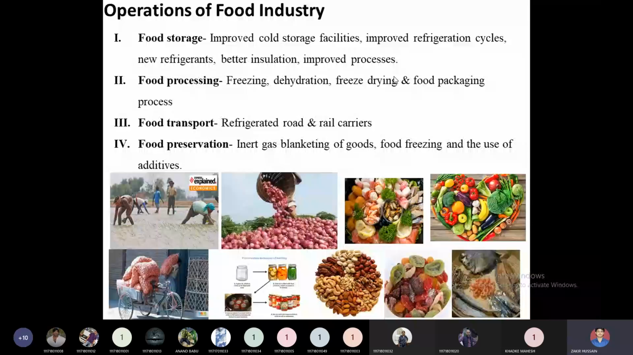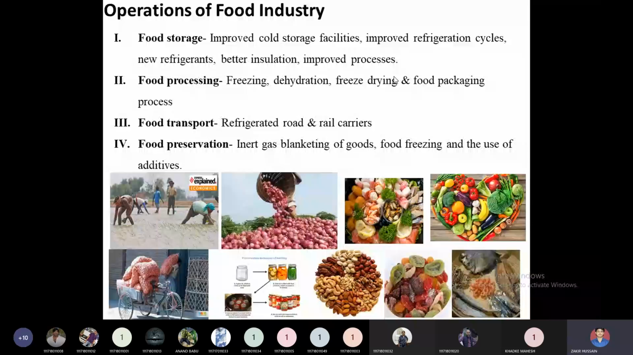When you prepare a pickle, why do we prepare these pickles? If you prepare a pickle, the shelf life of that fruit or the vegetable will be increased to a large extent, so that we can consume it for a long period of time. If you see, there are many pickles available.